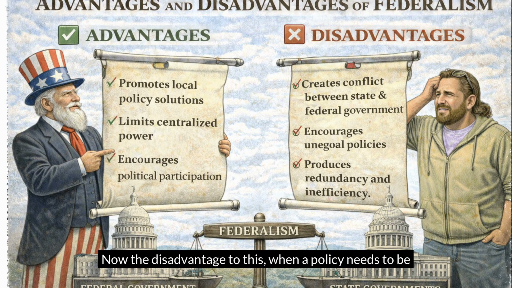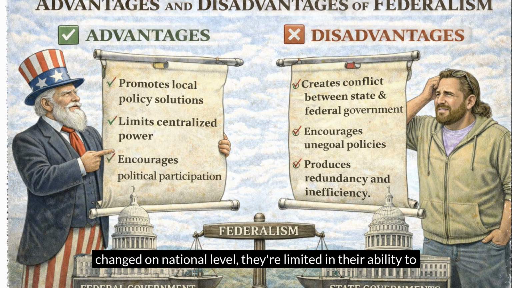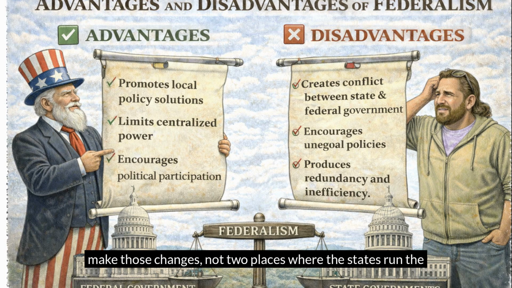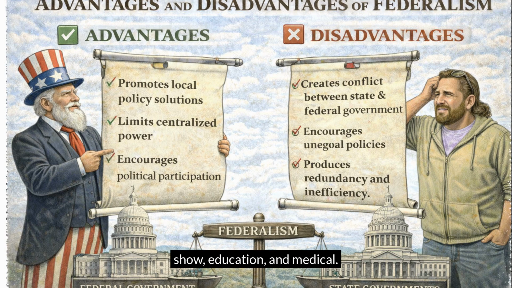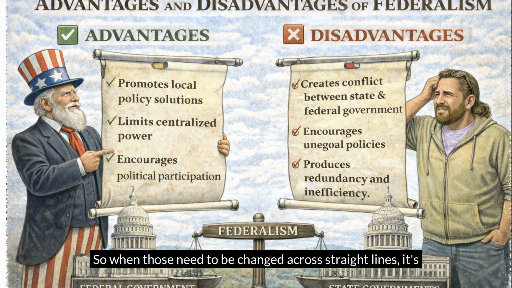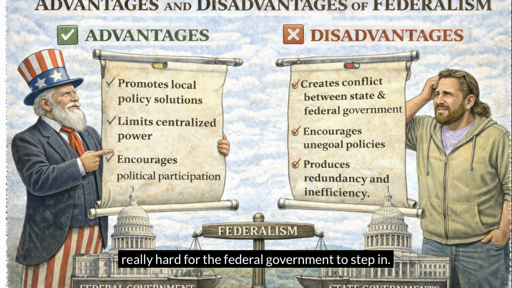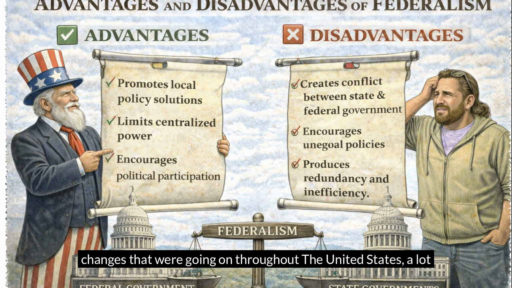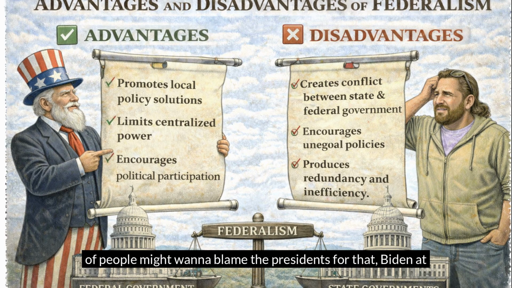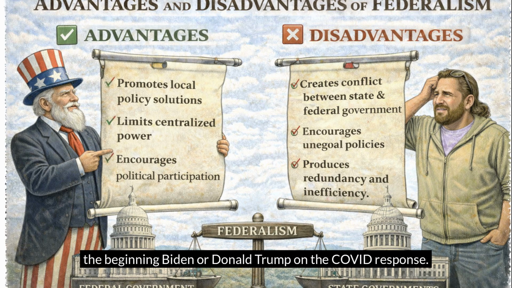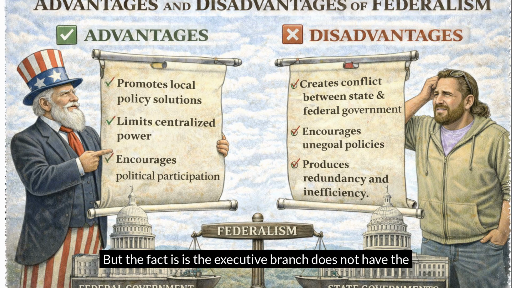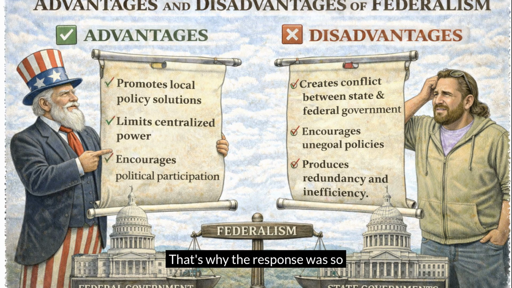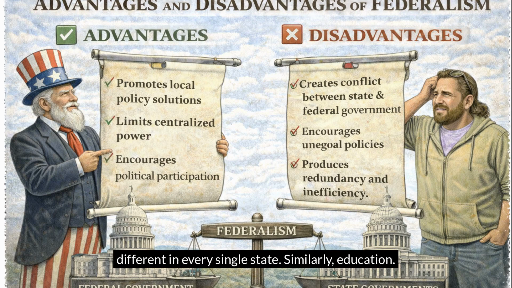Now, the disadvantage to this, when a policy needs to be changed on national level, they're limited in their ability to make those changes. Now, two places where the states run the show: education and medical. So when those need to be changed across state lines, it's really hard for the federal government to step in. So if you go back to COVID and we look at the different changes that were going on throughout the United States, a lot of people might want to blame the presidents for that, Biden or Donald Trump on the COVID response. But the fact is the executive branch does not have the authority to tell states what to do. That's why the response was so different in every single state.